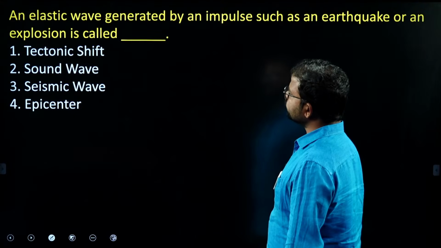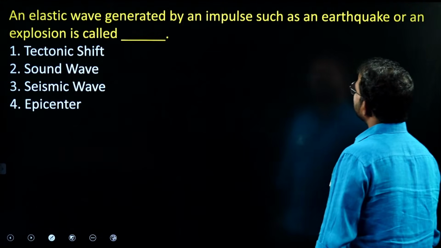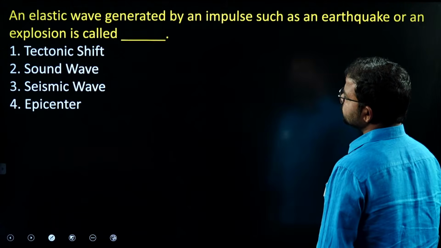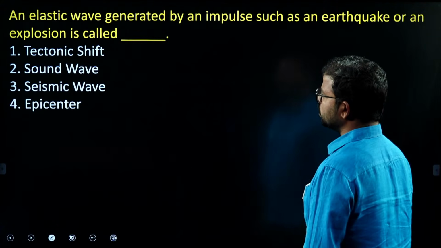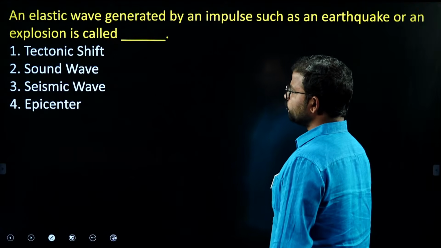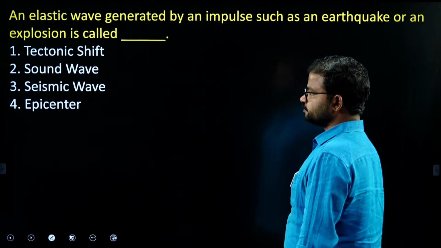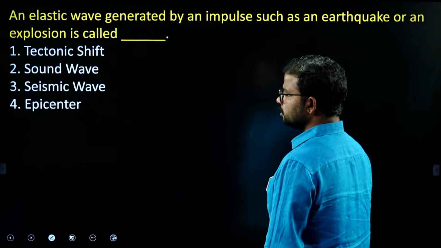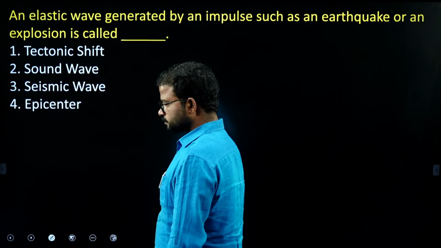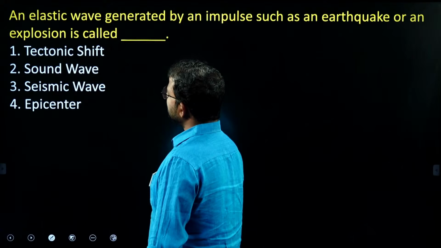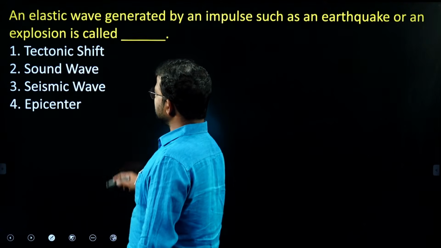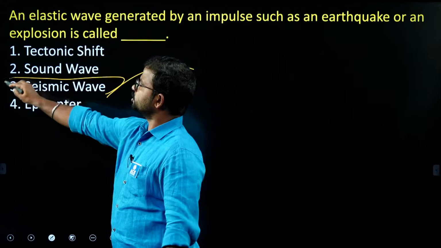Next, an elastic wave generated by an impulse such as an earthquake or an explosion is called: tectonic shift, sound wave, seismic wave, or epicenter. Which is the correct one here? Of course, the correct one is option 3 only.